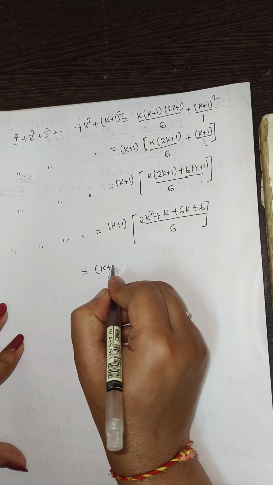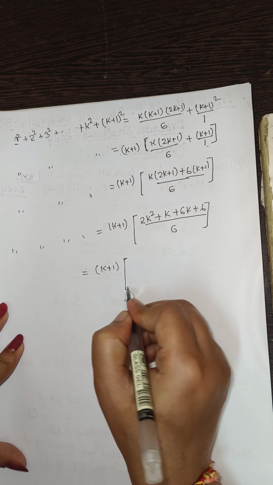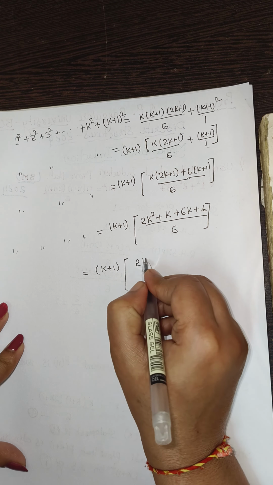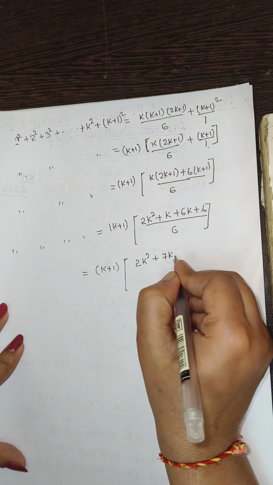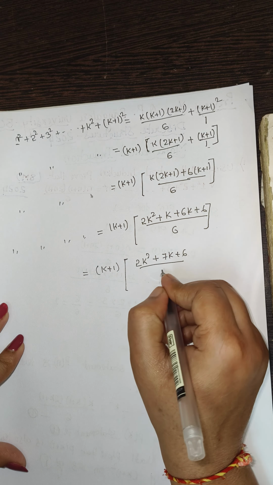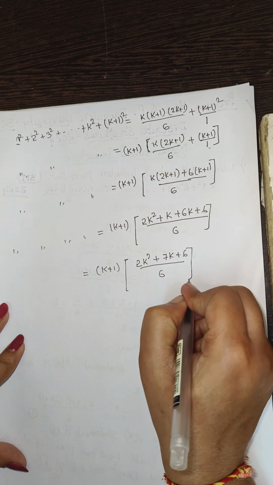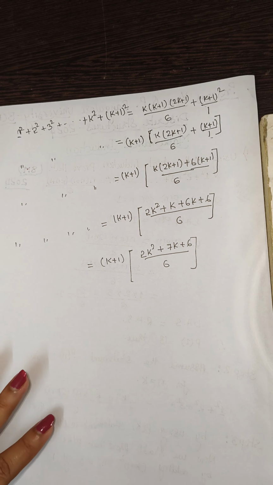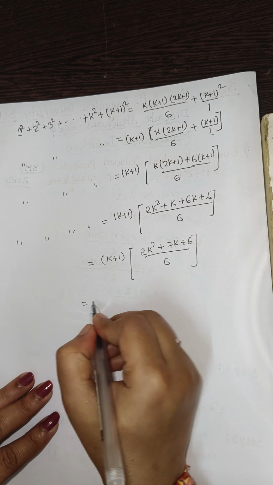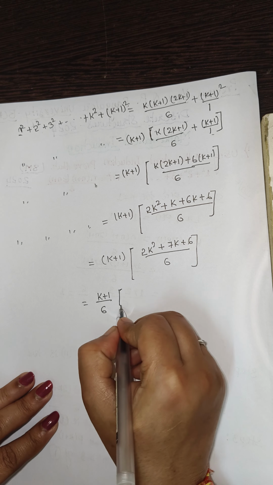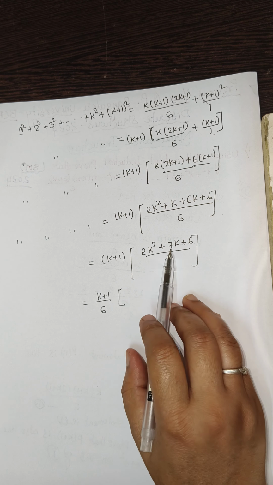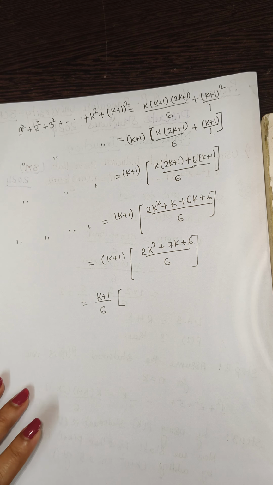Next, (k plus 1) here. Now add this: 2k square, k plus 6k is 7k. 7k plus 6 divided by 6. We will take the 6 outside the bracket. (k plus 1) divided by 6. Now see here, it's 2k square plus 7k plus 6. It is a quadratic expression.